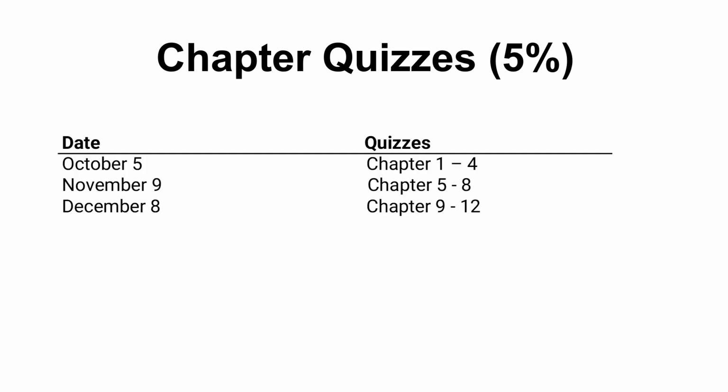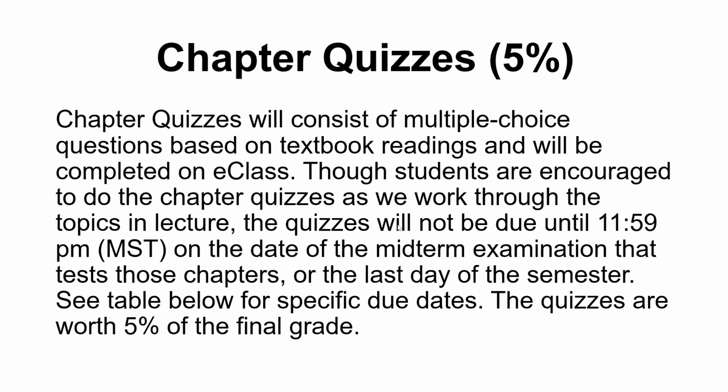So for example, chapters 1 through 4 are going to be on our first midterm. And so those quizzes are due at midnight on the date of our first midterm. The only exception here is the last 4 quizzes are due on the last day of lectures. So that's December 8th. And the reason for this is because I don't actually know when our final exam is, and I needed a date for these. So they will be due on December 8th. So those are important dates to make note of. And for these, they will auto-submit when we hit that deadline.